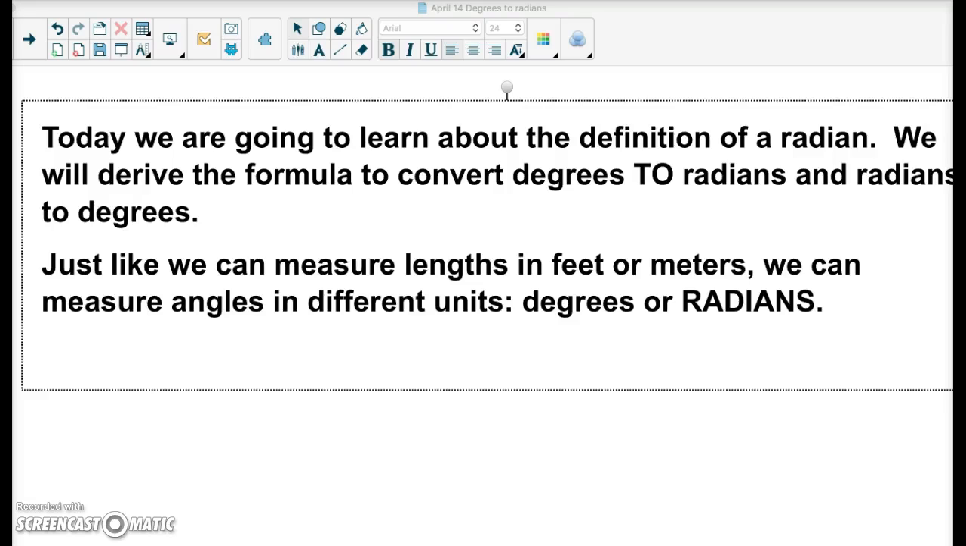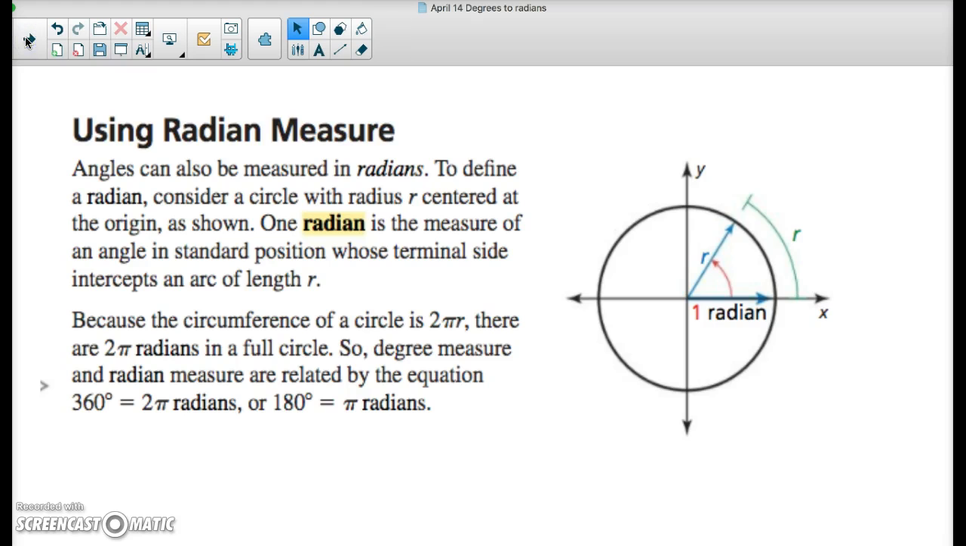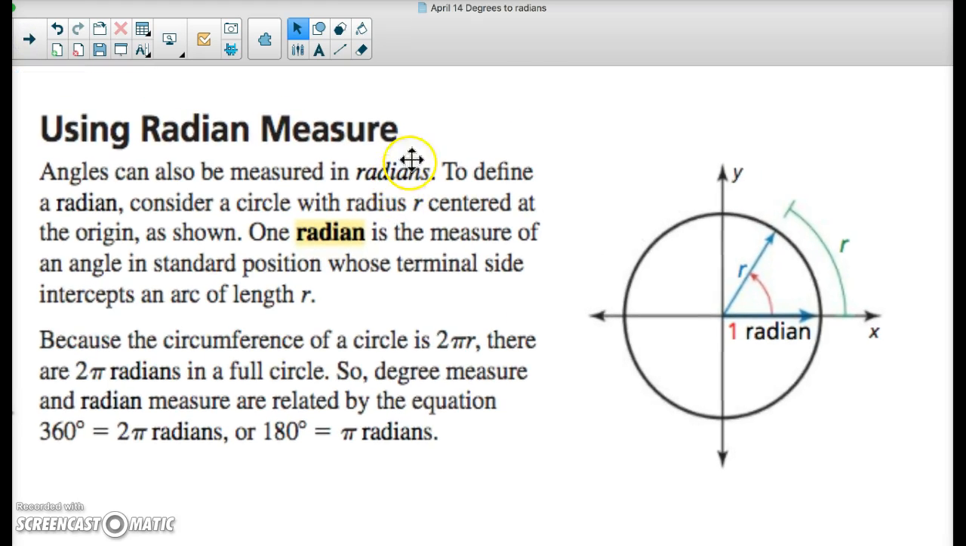Hello. Today we're going to learn about the definition of a radian. We will derive the formula to convert degrees to radians and radians to degrees. Just like we can measure lengths in feet or meters, we can measure angles in different units, degrees or radians. Angles can also be measured in radians.